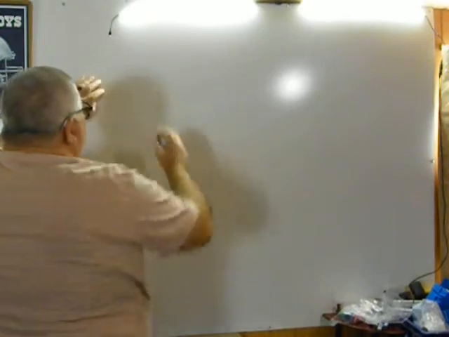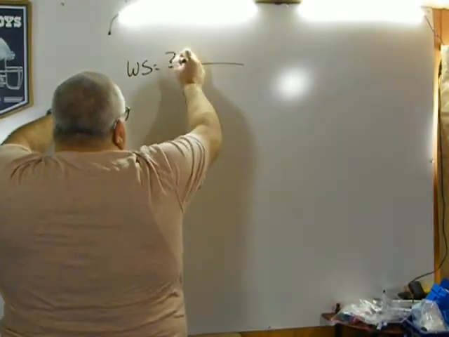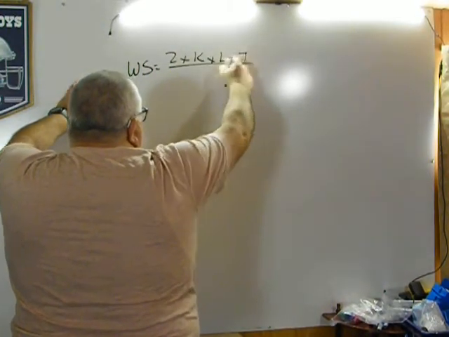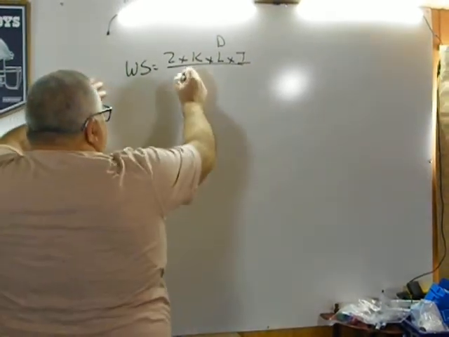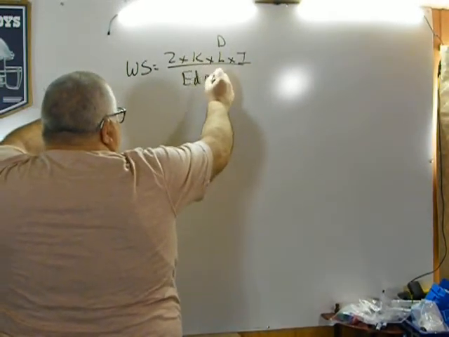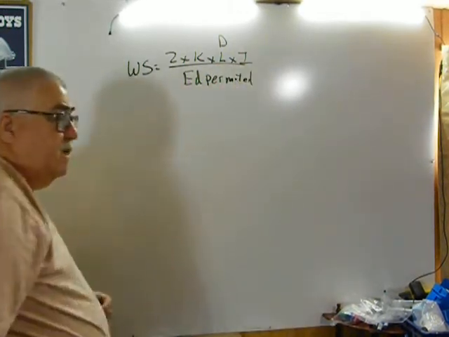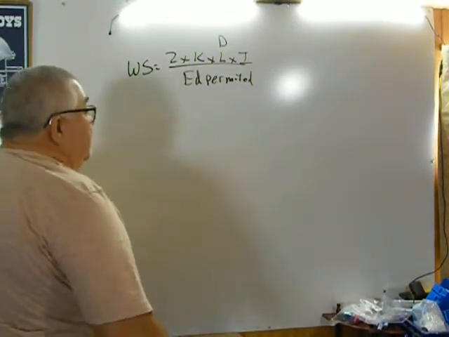So in the book we have wire size equals 2 times K times L times I. Again, the formula shows it as a D, same thing, and it's the ED permitted. The distance or the length, to me, it's all the same.